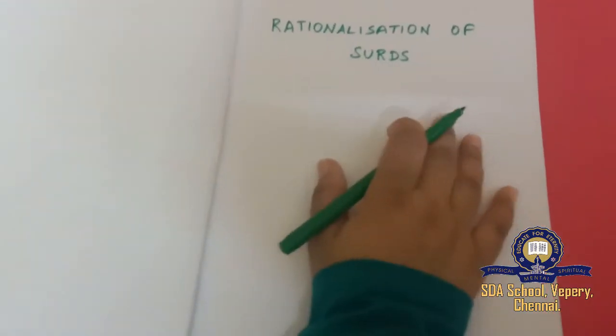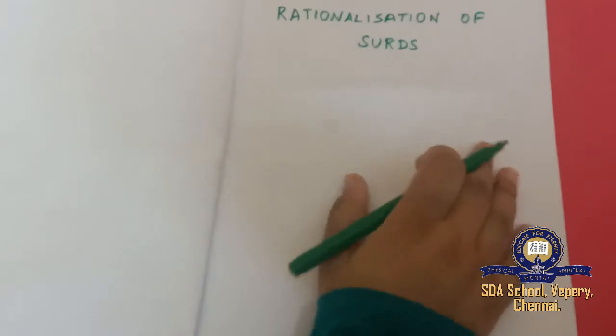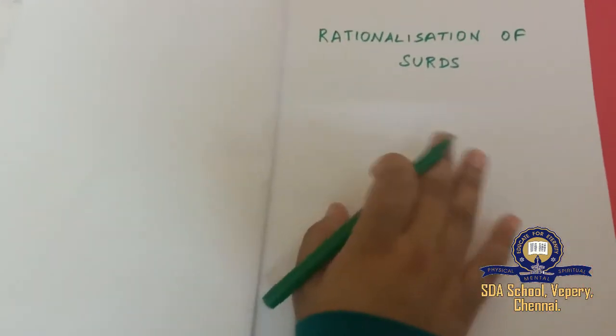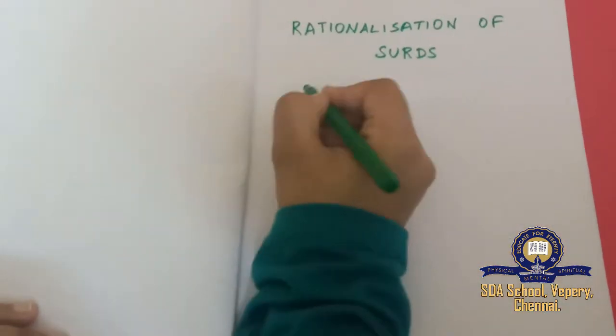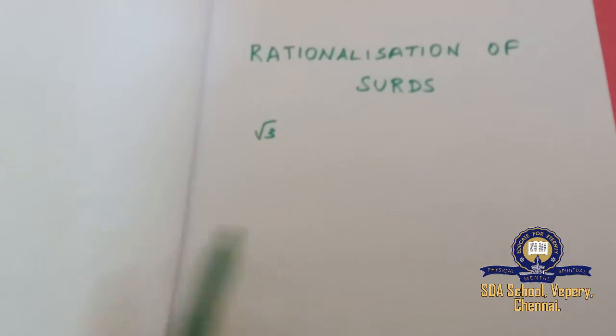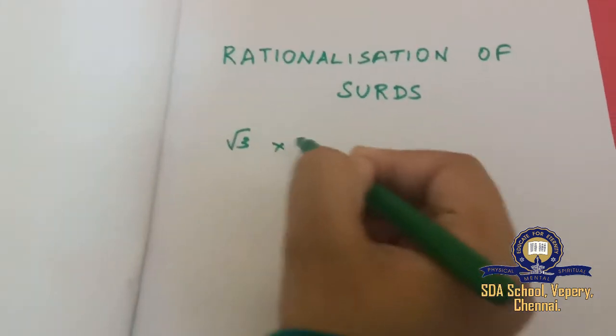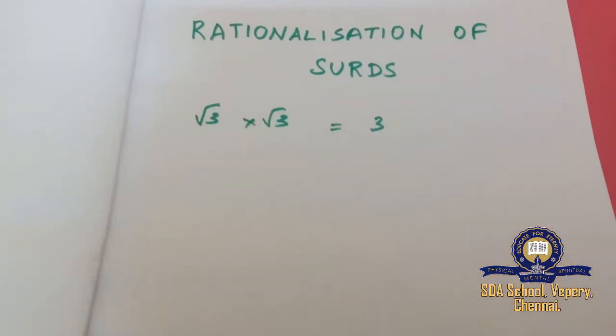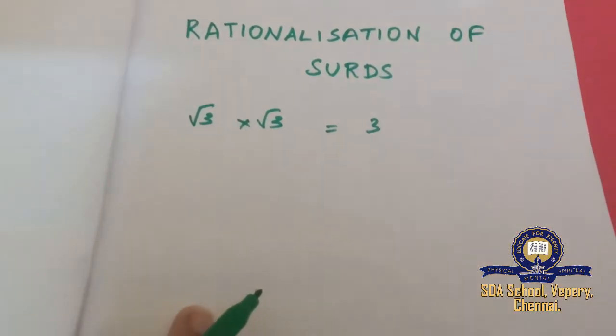Rationalization of surds. Rationalizing factor is a term with which a term is multiplied or divided to make the whole term rational. See, for example, you have root 3. Root 3 is not a rational number, isn't it? Now, I will multiply this term with root 3 itself so that it will become a whole rational number. Do you understand, students?